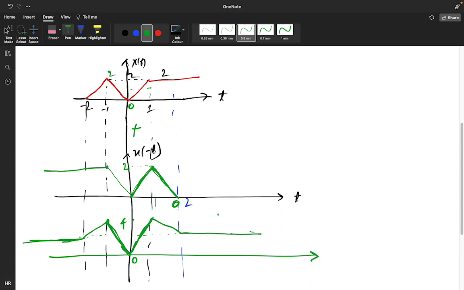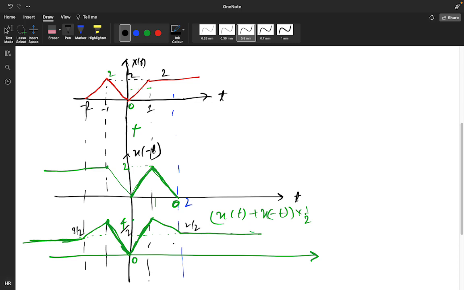So this is the value of x of t plus x of minus t. When you divide, what are you doing? A 1 by 2 multiplication, so all the y-axis values will be divided by 2. There will be no change in the time domain. The amplitude will be divided by 2, so it will be divided by 2, it will be divided by 2, it will be divided by 2.